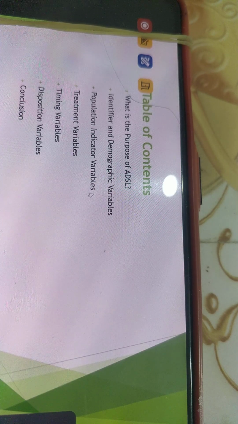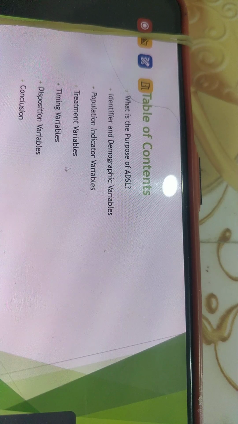So these are the most commonly created flags in your ADSL. What are those individual flags, and what is the definition of each flag? These are the most important things related to ADSL. You will definitely get 2-3 questions on this in any interview. I'm saying they will compulsorily ask.